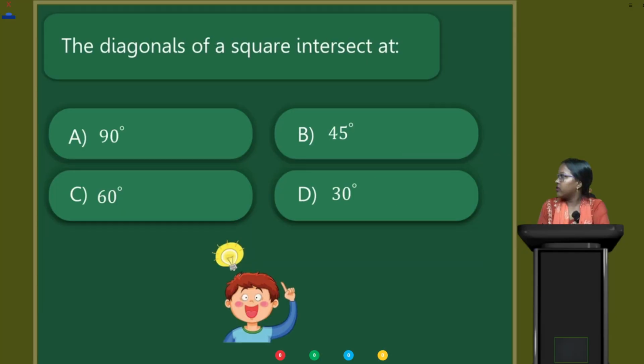Now another question time for you all. Let's see how many of you are able to answer. The diagonals of a square intersect at. What is your answer? All of you try to give the answer. I am giving you 30 seconds time. Very easy question. The diagonals of a square intersect at. Option A 90 degree, option B 45 degree, option C 60 degree or option D 30 degree. What is the correct option you think? All of you try to answer.